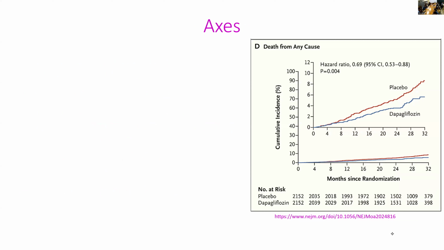Now, this is comparing dapagliflozin versus placebo. So let's ask this, Mercy. What is the big graph? The x-axis is months from randomization. The y-axis is cumulative incidence of death. Which of the two graphs is correct? Or are they two different graphs? Eva, what do you think?